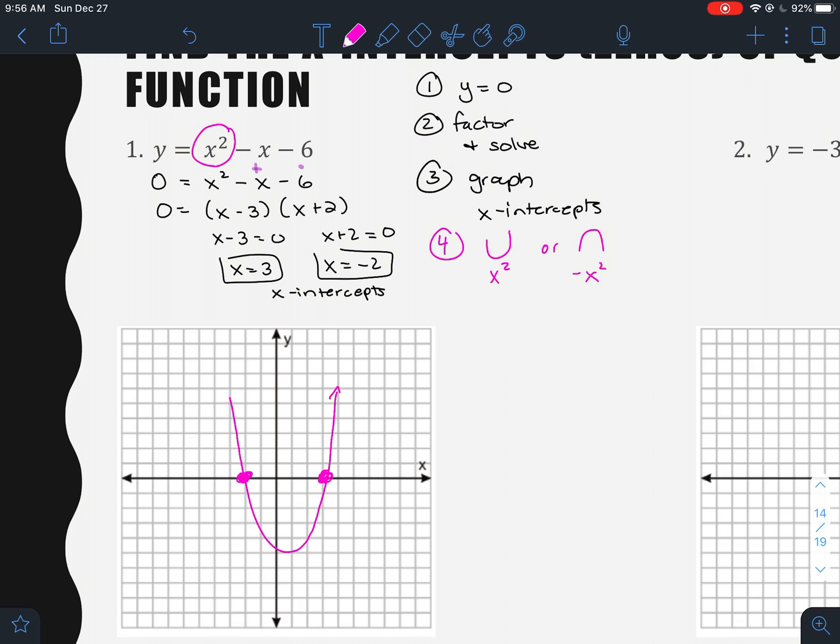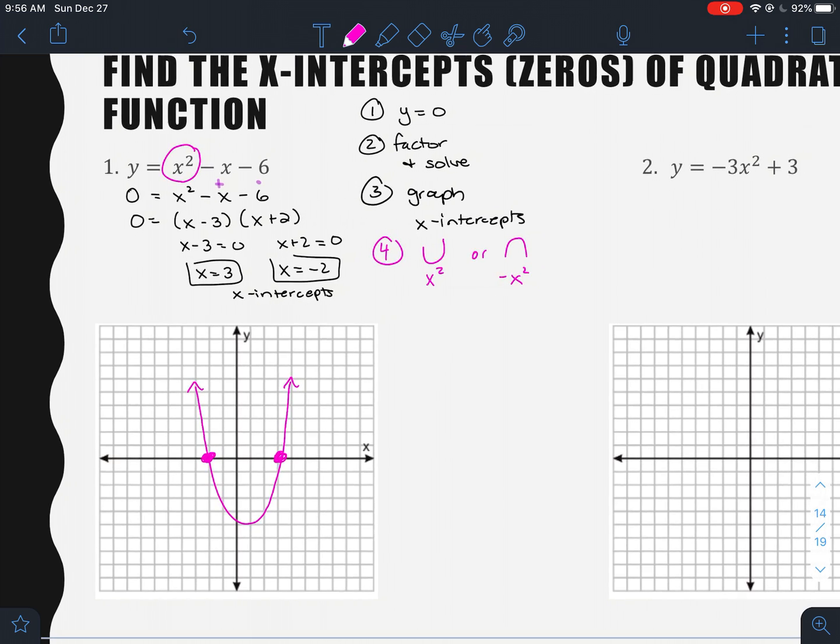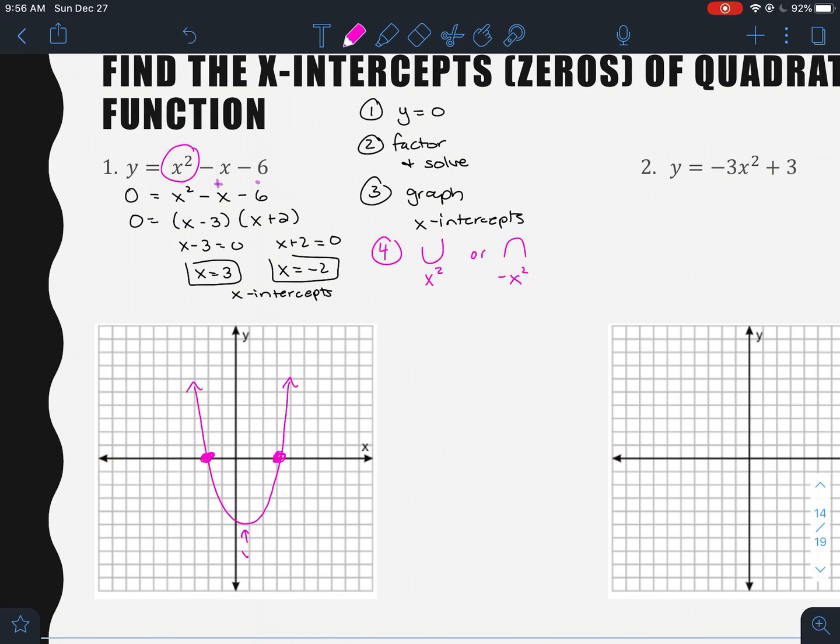So look at the original problem. We have positive x squared, so it's going to be a happy parabola. So all we're going to do is sketch a happy parabola through those 2 points.